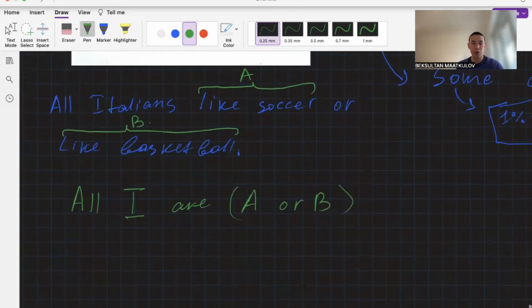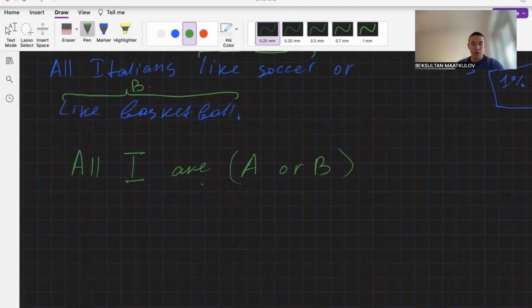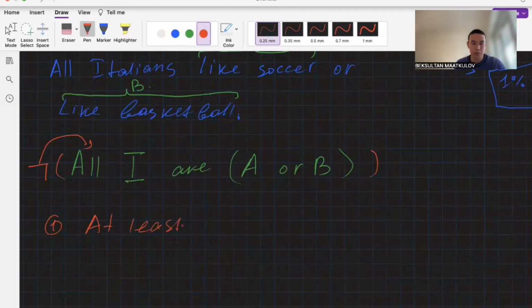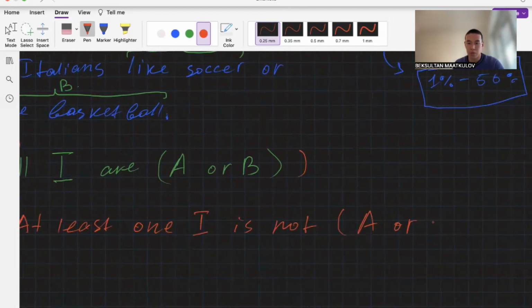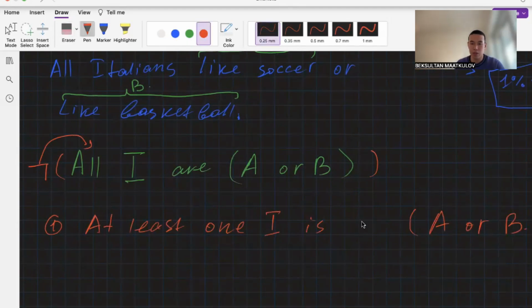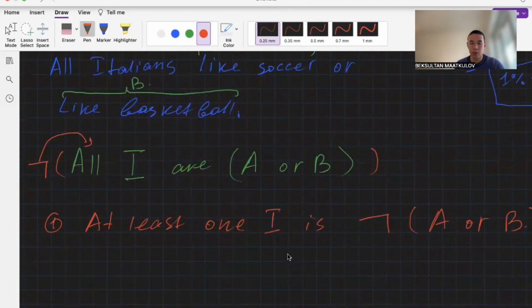So basically, this is your statement. All I are A or B. This is the same as all Italians like soccer or like basketball. And what you need to do here is negate the statement, and you can go two ways. The first way, you can write at least one I is not A or B. So basically, instead of not, let me use the sign in order to apply DeMorgan's law. Okay, this is the first way.